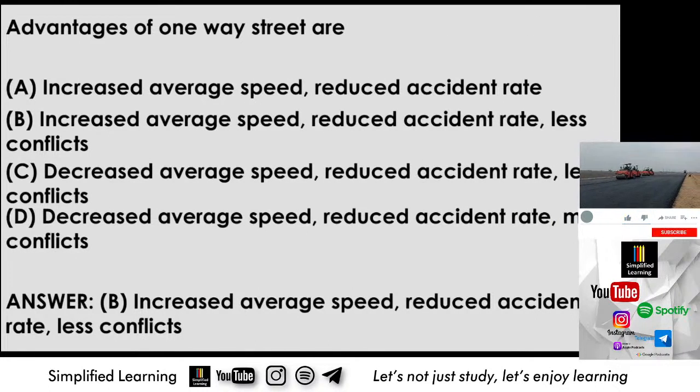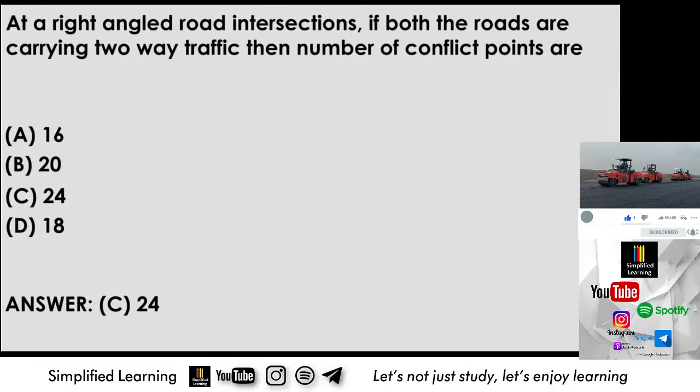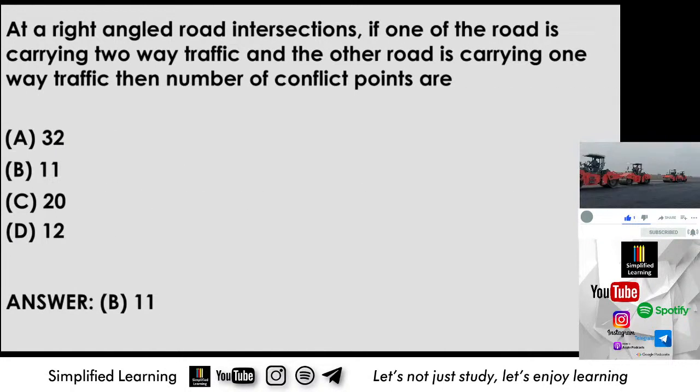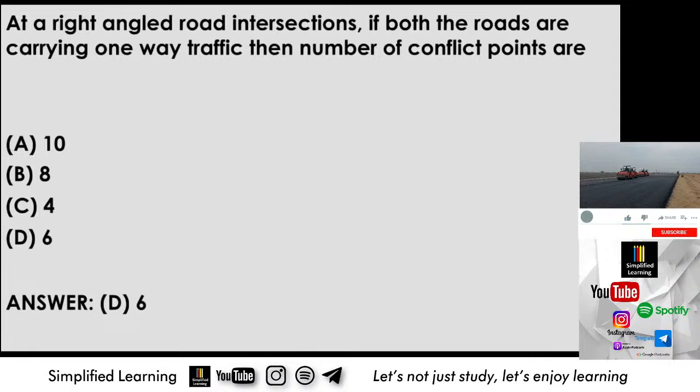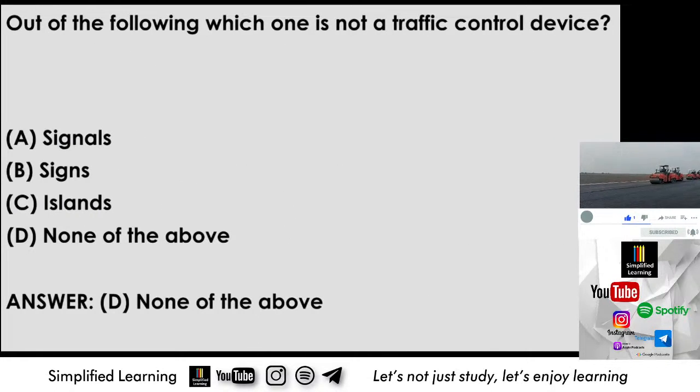Advantages of one-way street are increased average speed, reduced accident rate and fewer conflicts. At a right angled road intersection, if both the roads are carrying two-way traffic, then the number of conflict points is 24. If one of the roads is carrying two-way traffic and the other road is carrying one-way traffic, then the number of conflict points becomes 11. If both the roads are carrying one-way traffic, then the number of conflict points becomes 6.